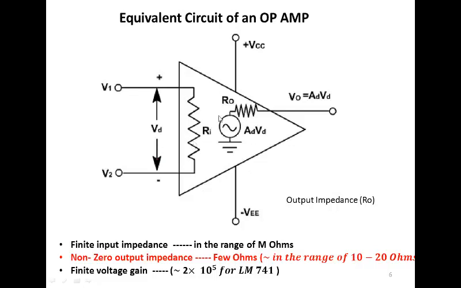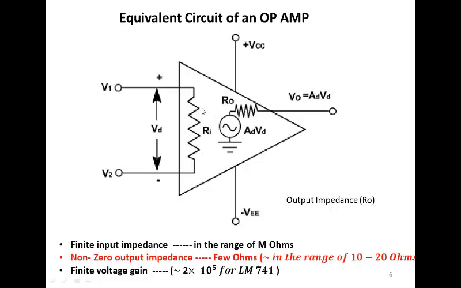So with the introduction of these input and output impedances and the gain of the amplifier, we can characterize an op-amp from these parameters. The op-amp has a finite input impedance, and for practical op-amps it would be in the range of mega ohms. It would be quite large. The op-amp output impedance would be of non-zero value, a few ohms, in the range of 10 to 20 ohms. So output resistance would be quite low, whereas the input impedance would be quite high.